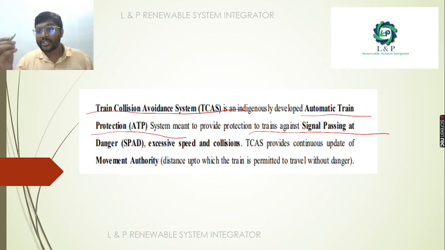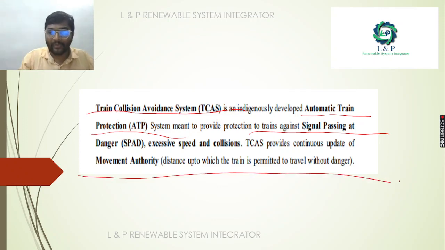Most importantly, it provides an everyday update of the movement authority. It will provide at what distance the train is traveling, at what speed, and the location of the train, whether it is inside the danger range or exceeding the limit. All this information we get with the help of this train collision avoidance system.